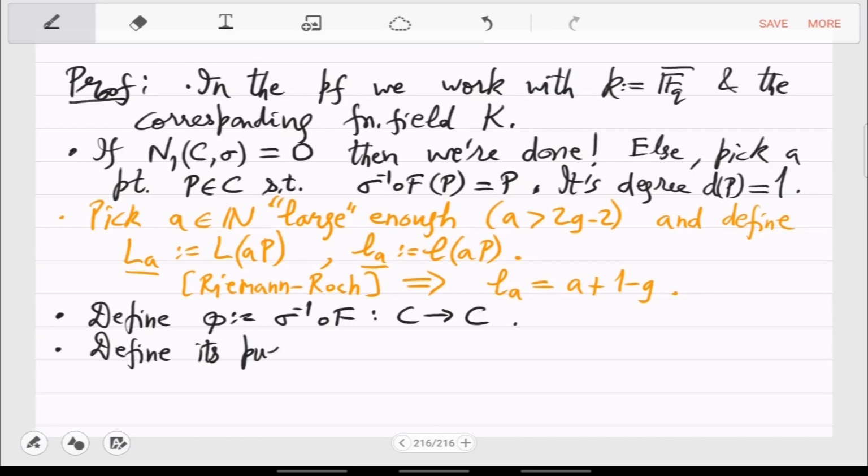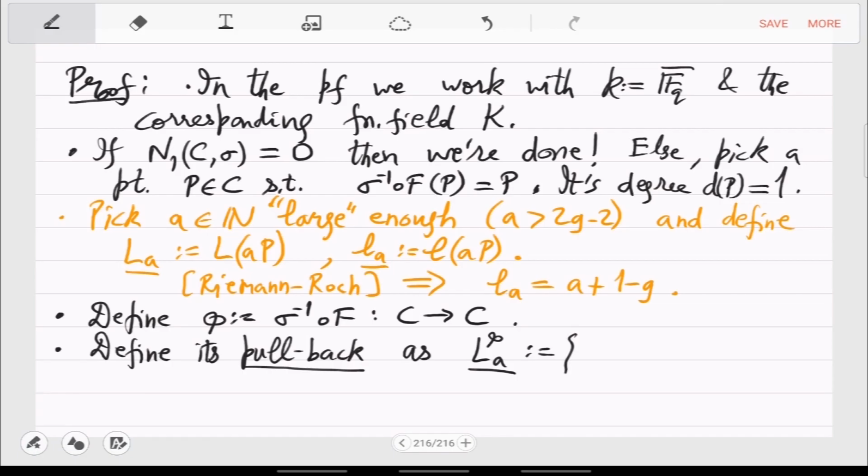So define its pullback as LA phi. Remember that when you have a morphism from curve to curve, then to study the functions or the action on the functions, you have an opposite arrow, which is why I am calling it pullback. So this LA phi is the picture on the functions.